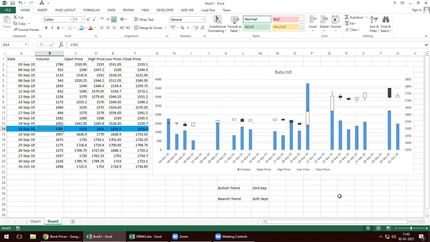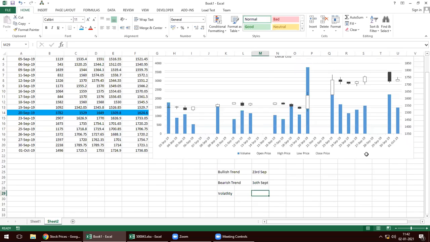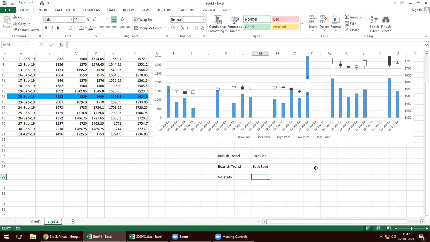If you see a diagram like this, the candle has a flame upside and downside, but the stand is very big. More trades happened and more fluctuation. Within the candle stand, everything is happening. The volume is the candle stand. So this day is a high volatility day. Volatility means heavy fluctuation. Heavy volatility on 20th September.